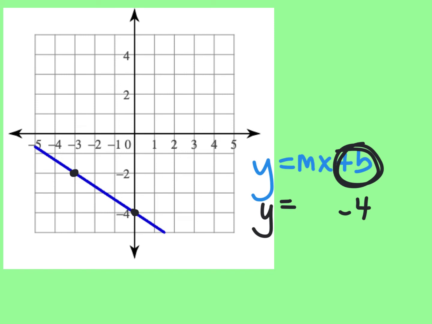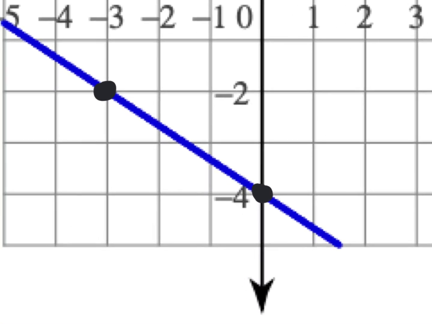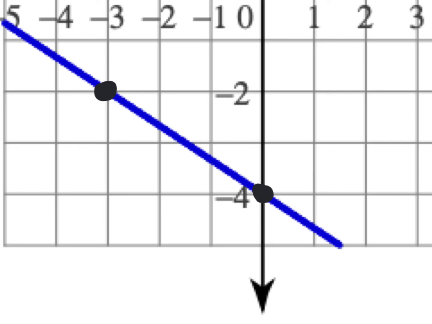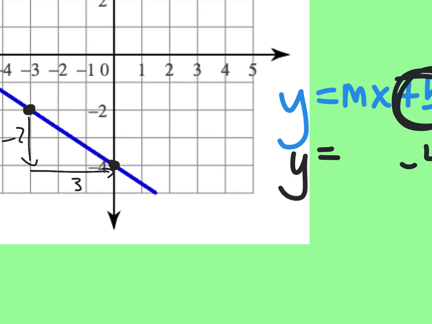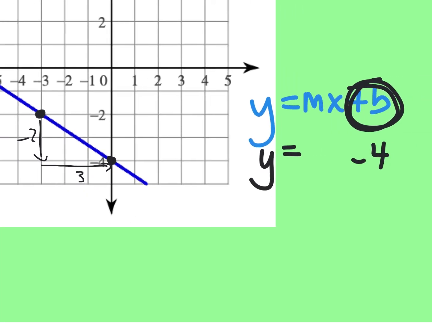Kennedy, looking at these two points, how much rise do I have? Good. And how much run do I have? 3. So my slope, can you put it together and tell me the rise over the run is in the slope, Kennedy? Yes. Yep. And there's your equation.